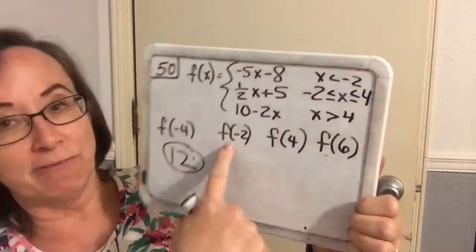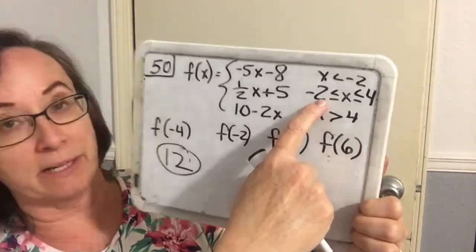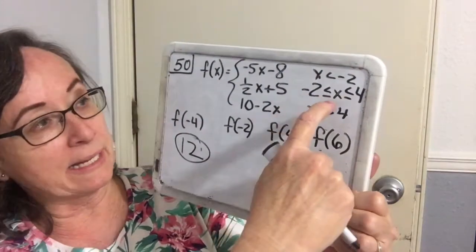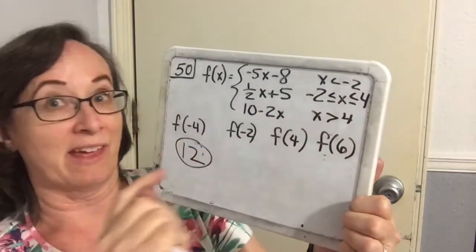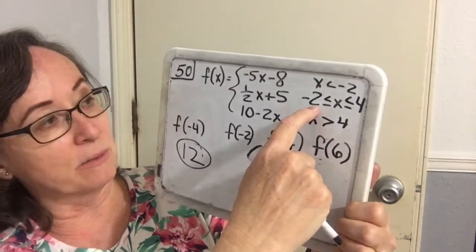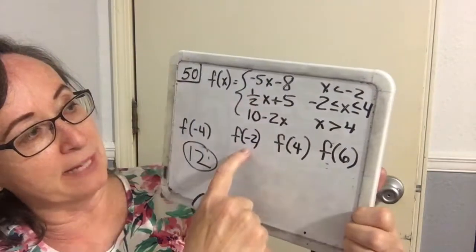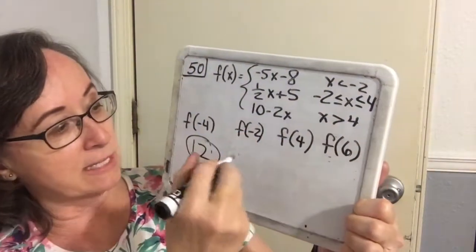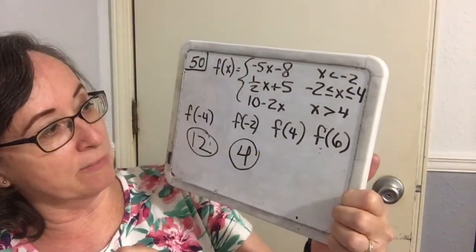And then f of negative 2 is right on the edge of this kingdom here. Okay, but the negative 2 is in this kingdom's domain, because this one says when x is greater than or equal to negative 2. So he's got to follow this rule, the second rule here. So 1/2 of negative 2 is going to be negative 1, plus 5 is a 4. So that one would be the value of f of negative 2.